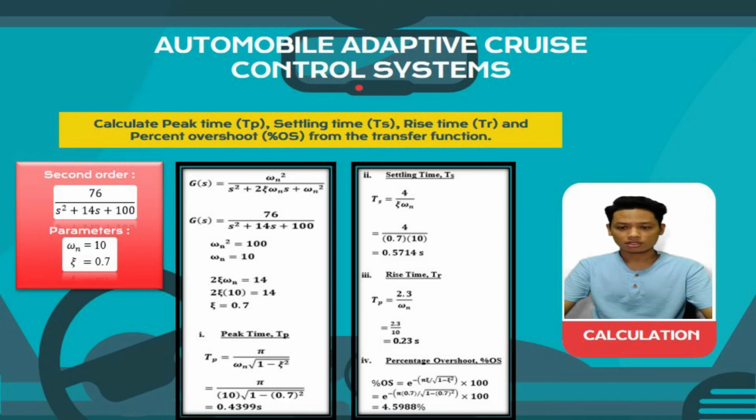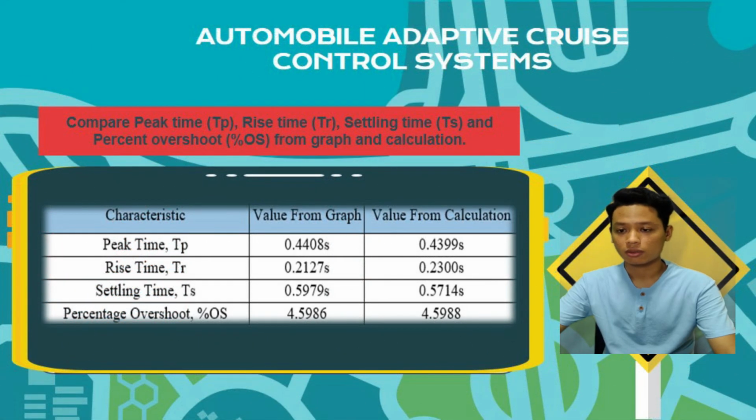Last one is percentage overshoot. The formula is exponential of minus open bracket pi zeta over square root of 1 minus zeta squared close bracket, multiplied by 100. So for percentage overshoot, we got 4.5988%. So this is a comparison between the values from the graph and the values from calculation. As we can see, they are a little bit different at peak time, rise time, settling time, and also the percentage overshoot.